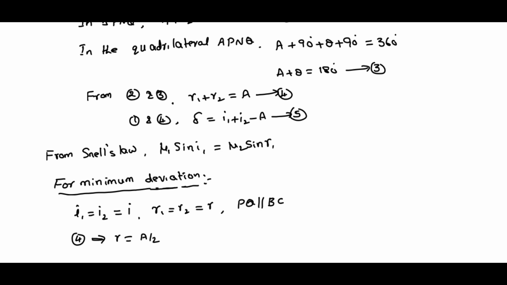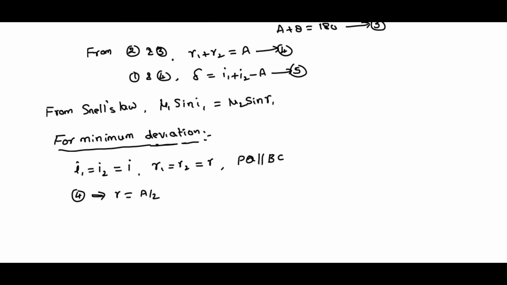And from equation number 5, the delta value becomes delta minimum. So delta minimum is equal to 2I minus A. We will get from this I is equal to (A plus delta minimum) divided by 2.